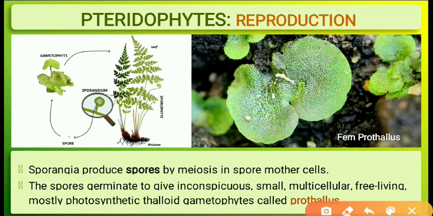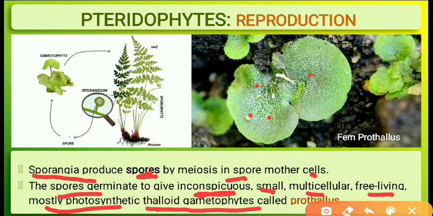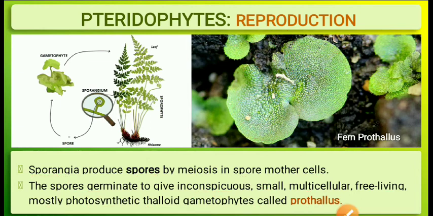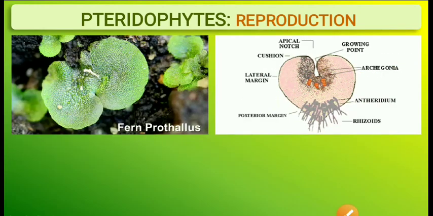In the description I told you, sporangia produce spores by meiosis in spore mother cells, and spores germinate to give rise to an inconspicuous, meaning small, multicellular, free living, mostly photosynthetic, green, thalloid gametophyte called prothallus. This is the prothallus, which is photosynthetic, non-vascular, and has rhizoids. With the help of rhizoids, it gets nutrition. And remember, it is monoecious.